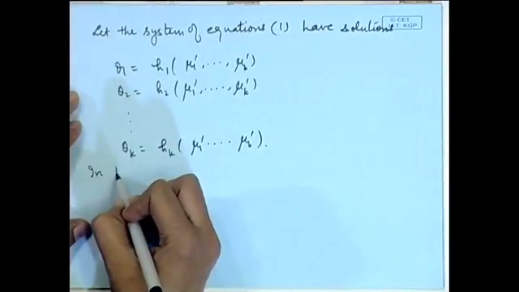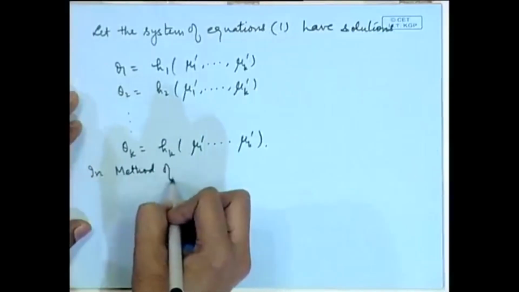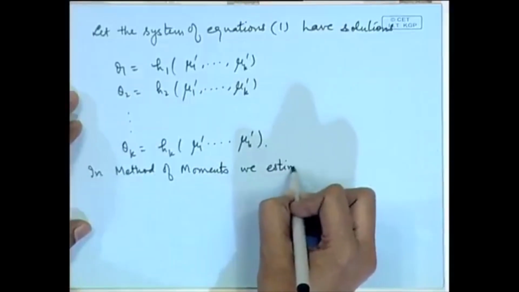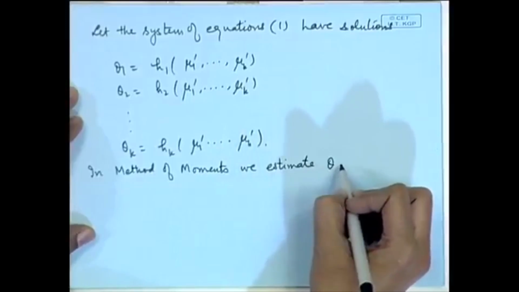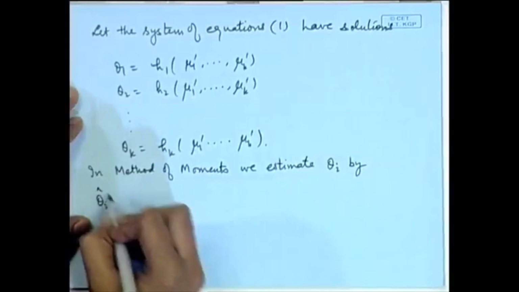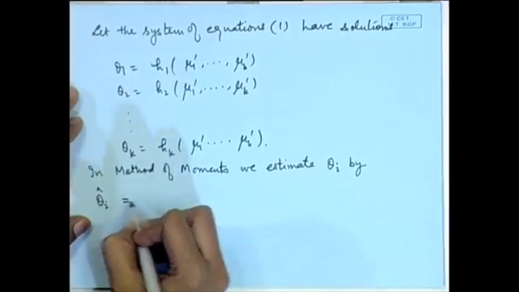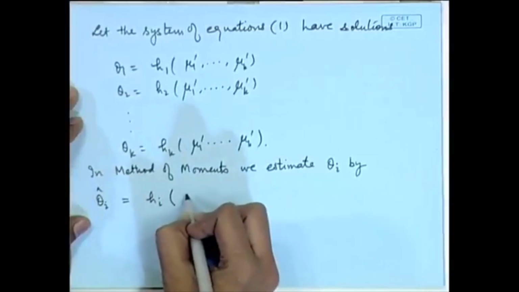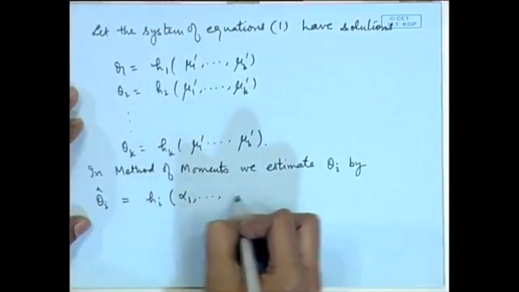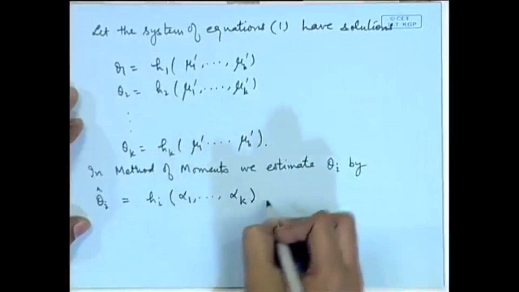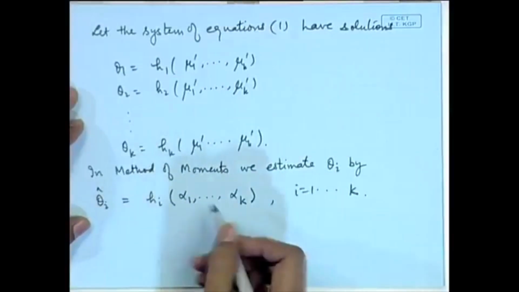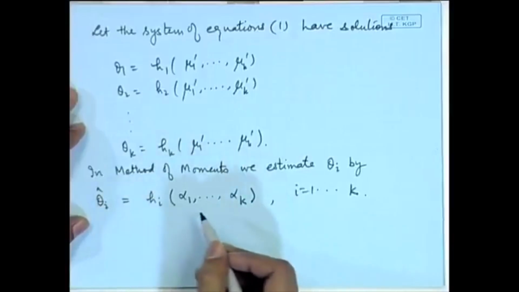In method of moments, we estimate theta i by theta i hat, let me call it h i, and in place of mu 1 prime, mu 2 prime, ..., mu k prime, substitute alpha 1, alpha 2, ..., alpha k, for i equal to 1 to k. So, these are called method of moments estimators of the parameters.